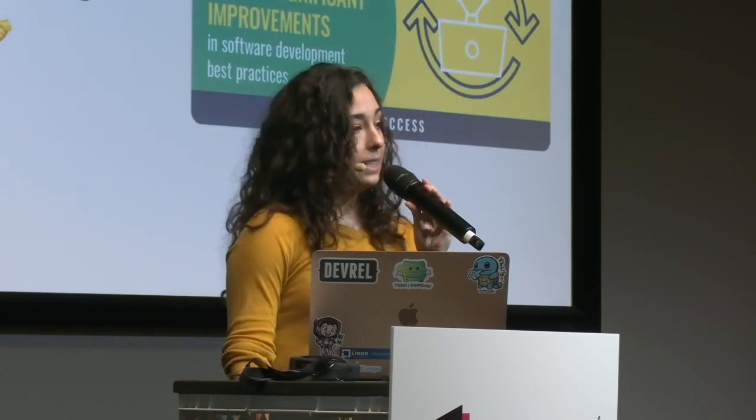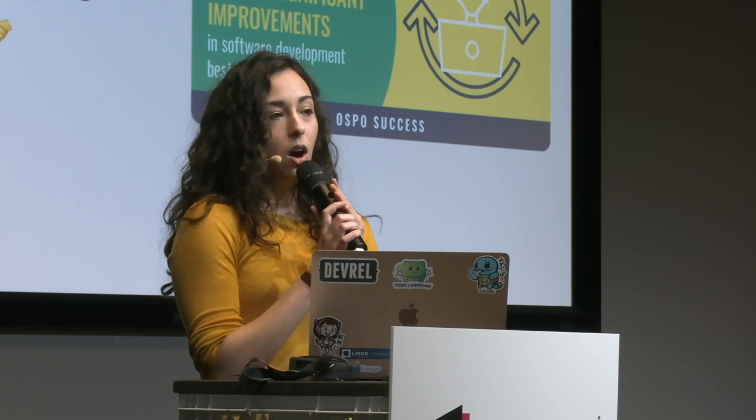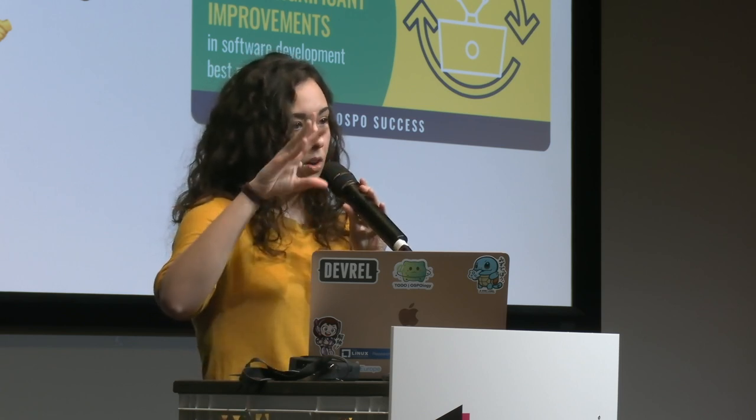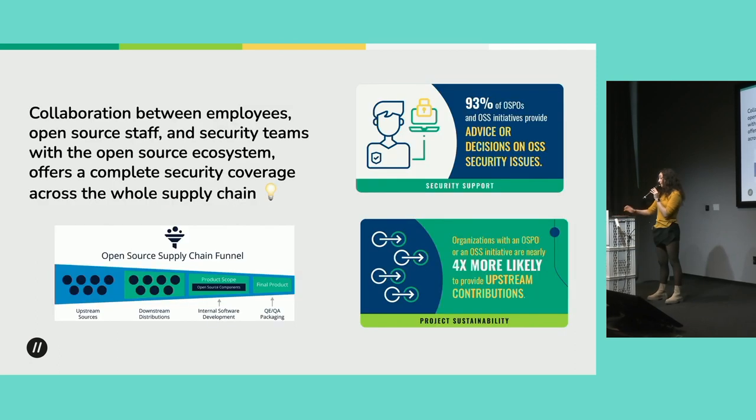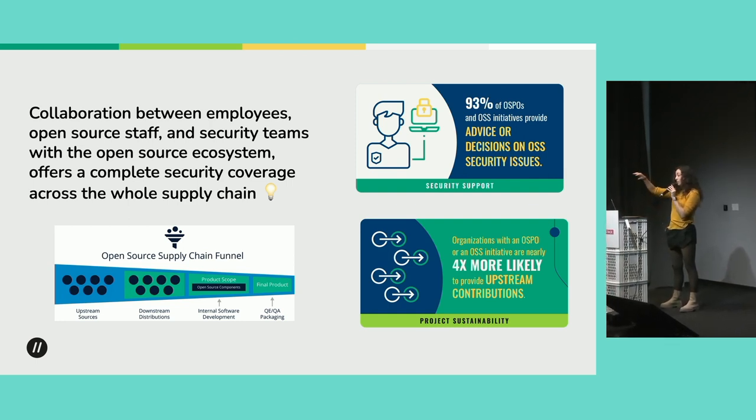So here are my top three takeaways from this talk. The first is to understand that OSPO is not only about open source. OSPO is about integrating open source in organizations' IT infrastructure to have more improvements and help software development best practices as a whole. The second is that collaboration between the employees, the open source staff of the organization, the security teams, and the whole open source ecosystems is the way to offer a holistic overview to get security coverage across the whole supply chain.